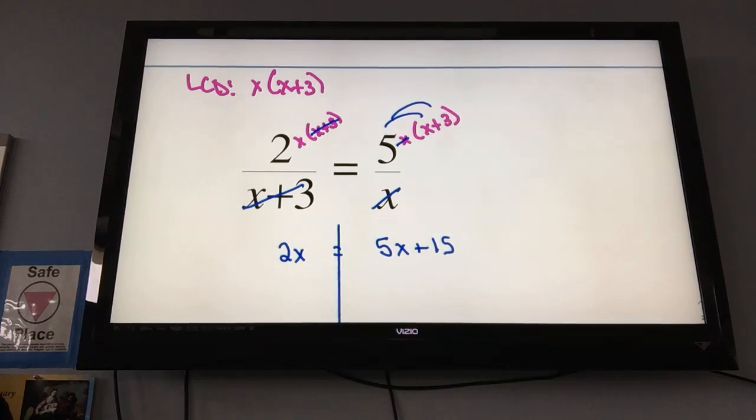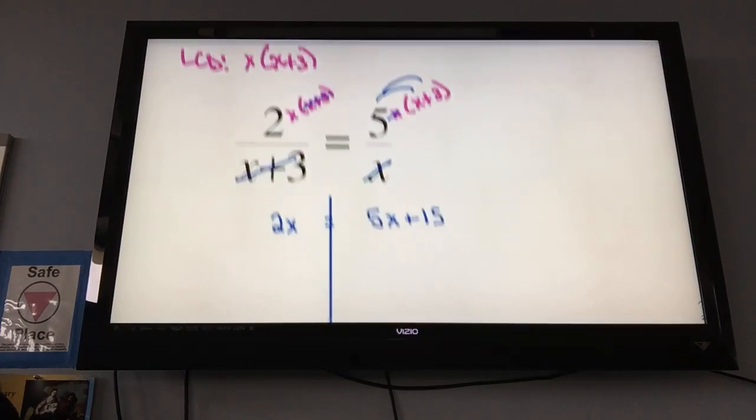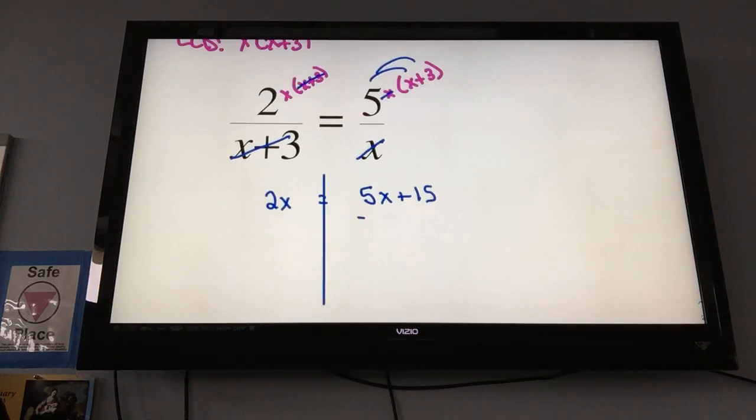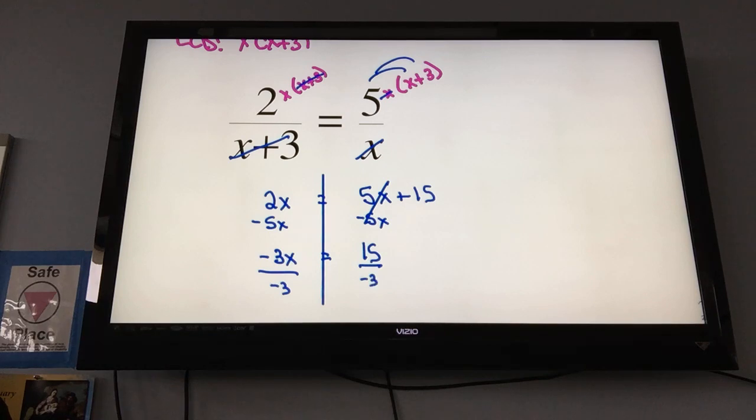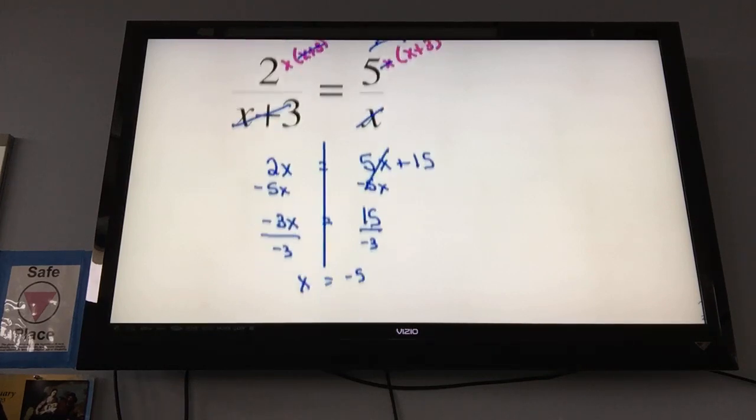And again, that's my new part. Then I'll solve the equation. So subtract your 5x. 2 minus 5, negative 3, x cancels, 15, and then divide by negative 3. And x equals negative 5.